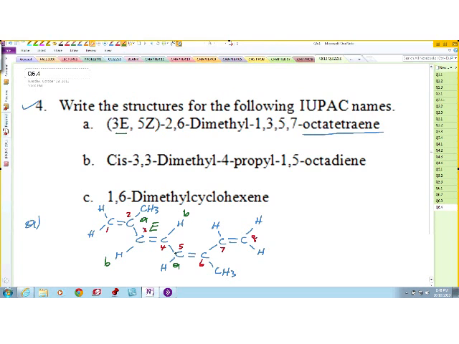Now we come to the double bond between 5 and 6. Let us assign priority once again. If we focus on this carbon here, this is priority A, and this is priority B. If we also focus on this carbon, this would be priority A.